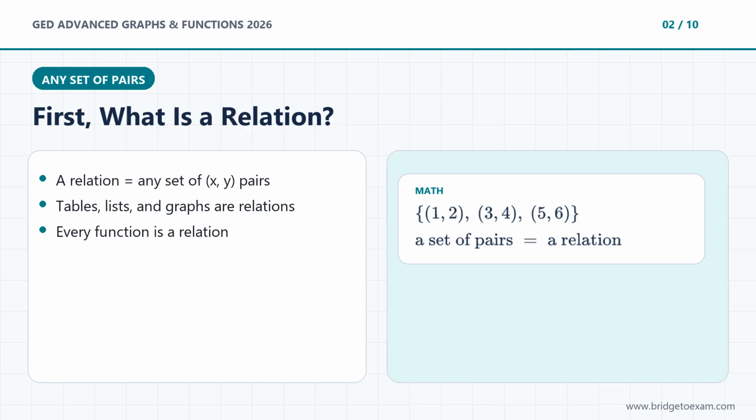A relation is simply any set of ordered pairs, any collection of inputs paired with outputs. A table is a relation. A list of points is a relation. A graph is a relation too. So every function is a relation, but not every relation is a function. The whole question is which ones earn the name function.